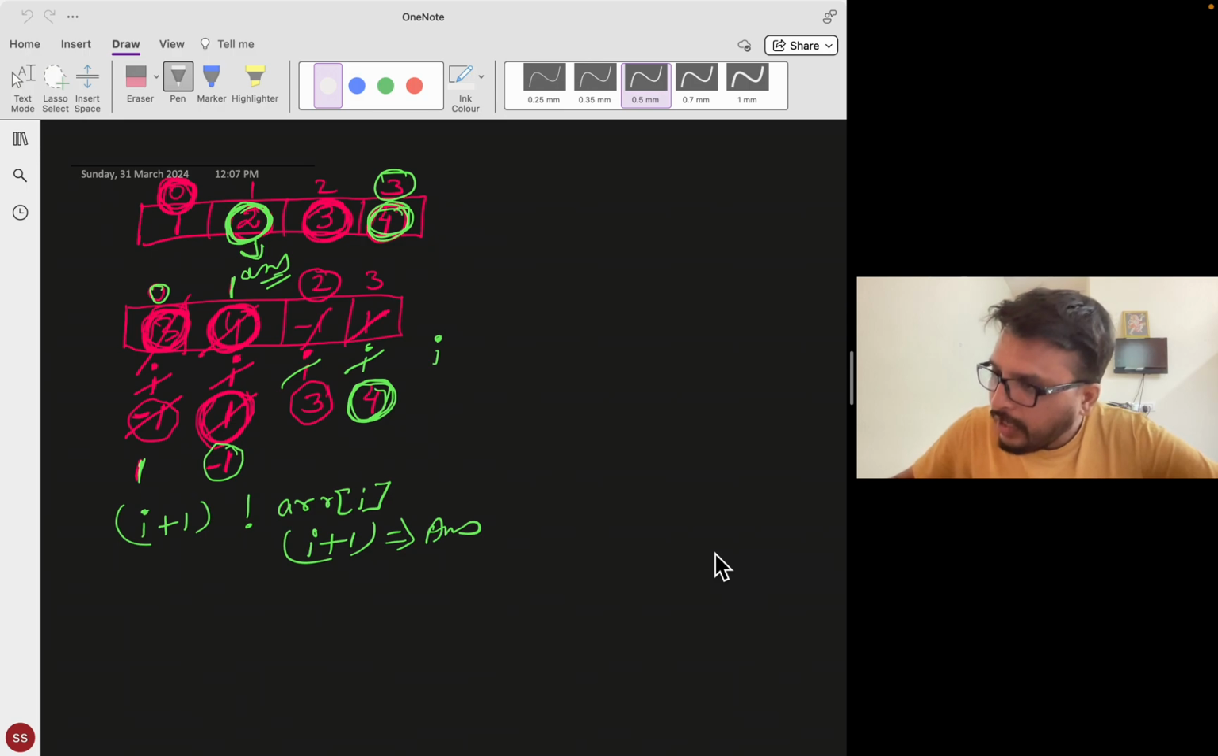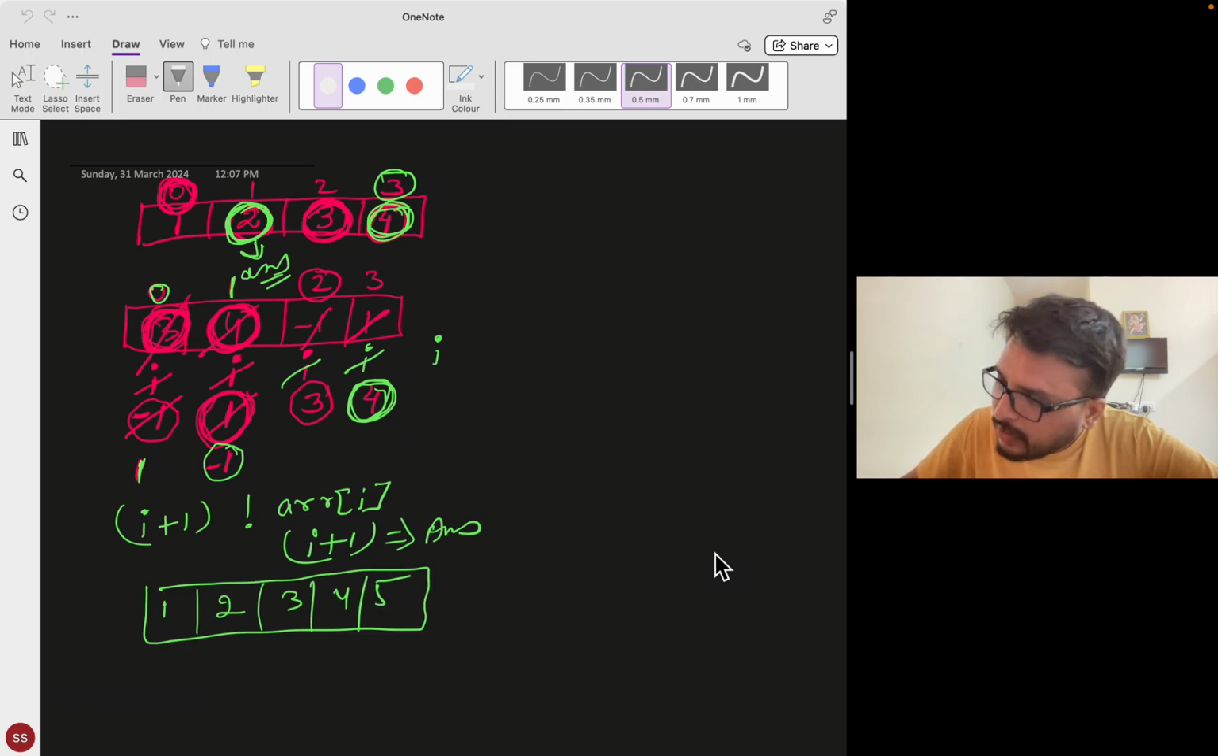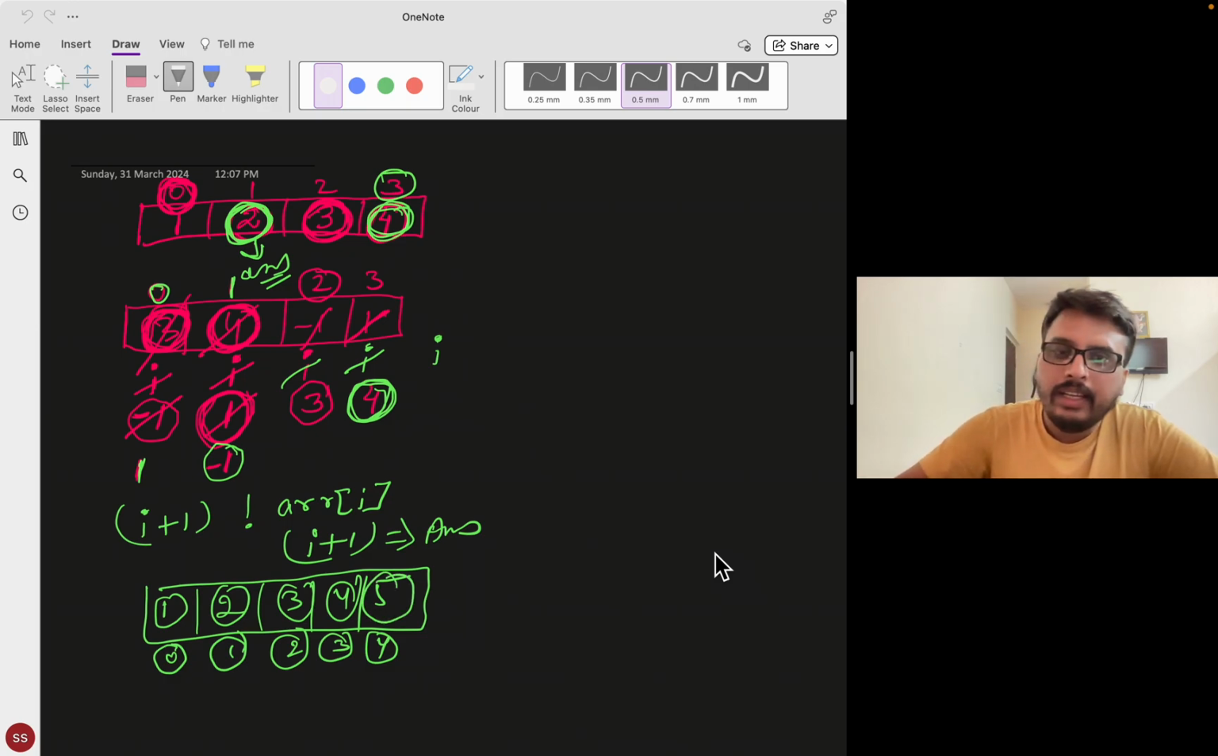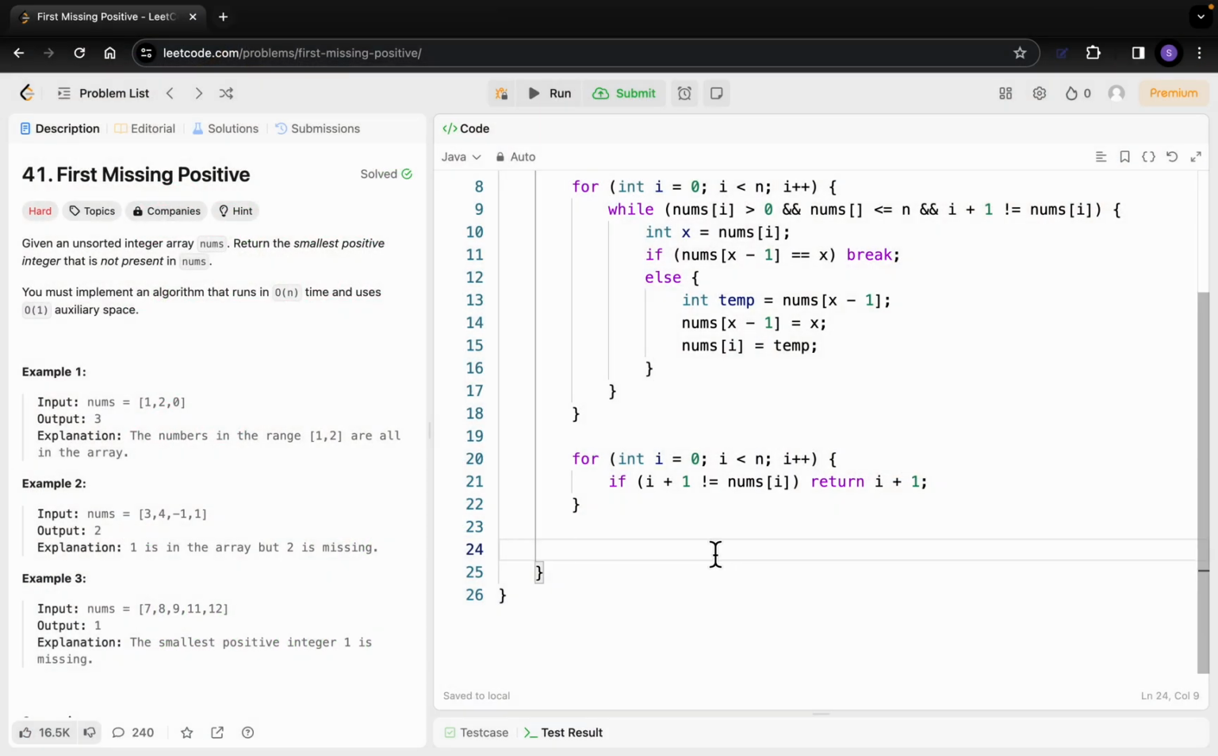If 1 2 3 4 5 is the array, every element is at the right index, 0 1 2 3 4. So 0 plus 1 is 1, 1 plus 1 is 2, 2 plus 1 is 3, 3 plus 1 is 4, and 4 plus 1 is 5. So we need to handle this case. In that case we will return n plus 1.